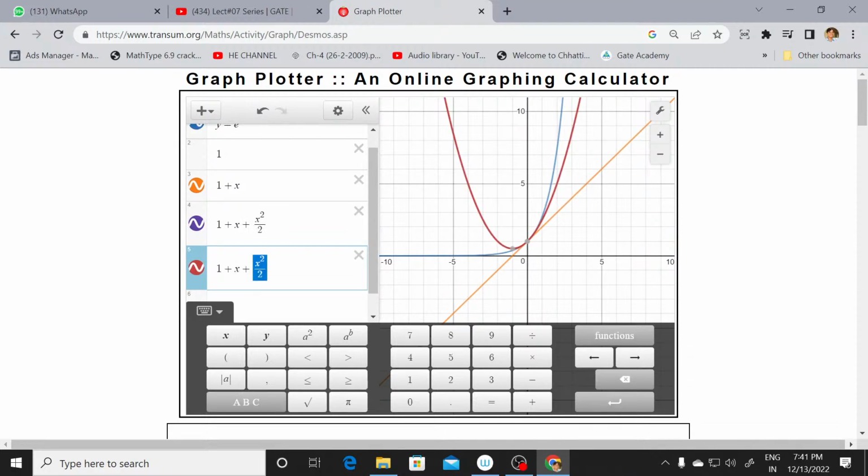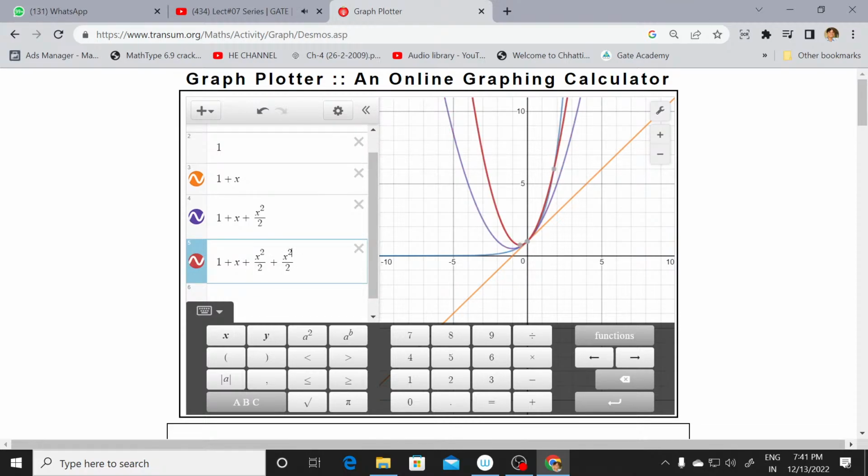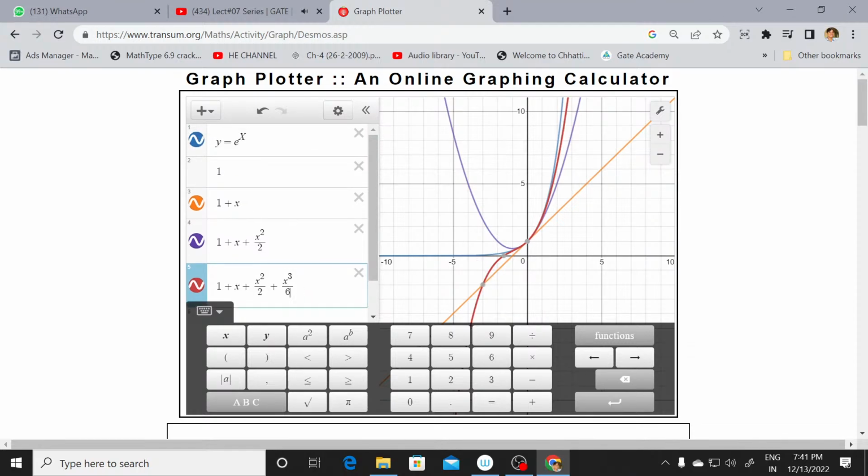So let me do one thing. I would take the third term as well, and that goes x to the power of 3 divided by 3 factorial, and that has been 6 now. You yourself would be able to understand. See, e to the power of x has been this blue curve.